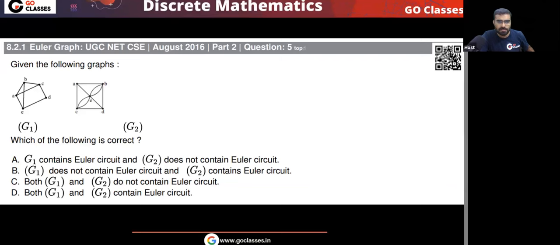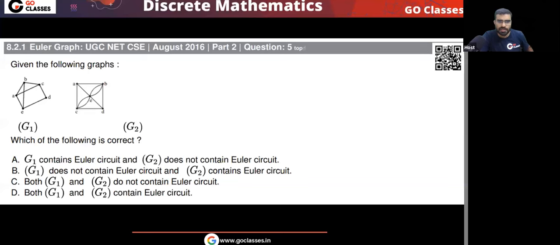So let's solve this question. This is a UGC NET Computer Science question, August 2016. Given the following graph, two graphs are given to you, G1 and G2. The question is asking which of them contain an Euler circuit and which of them do not contain an Euler circuit.